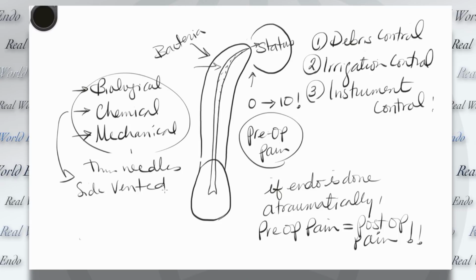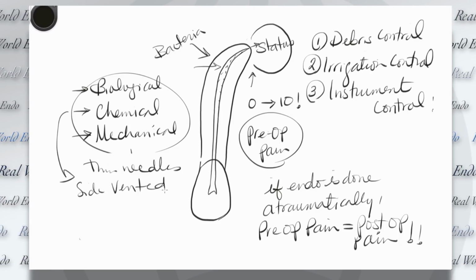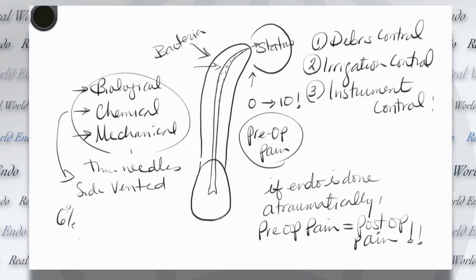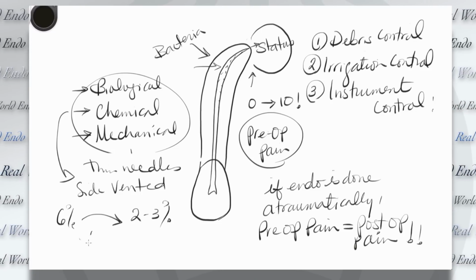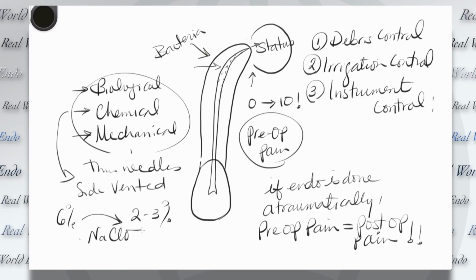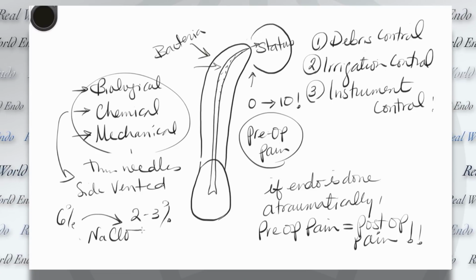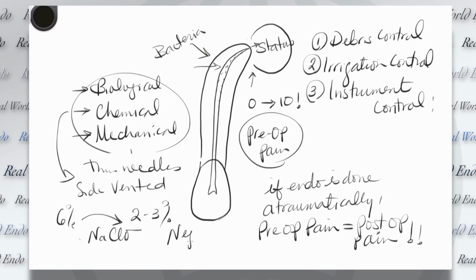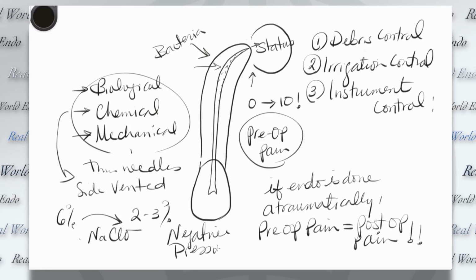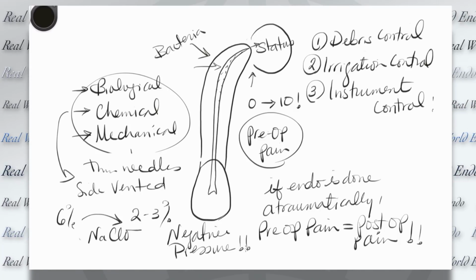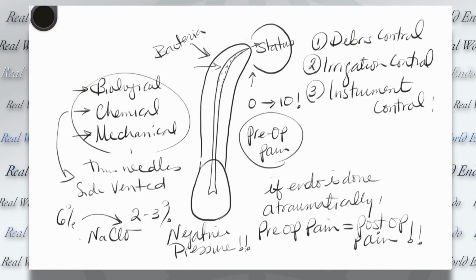Also, perhaps as opposed to using full strength sodium hypochlorite, maybe reducing the concentration to anywhere in the 2 to 3% level could also potentially help. Additionally, adding negative pressure instead of just merely using positive pressure is also another way that you could reduce the extrusion of the chemicals out the end of the tooth.